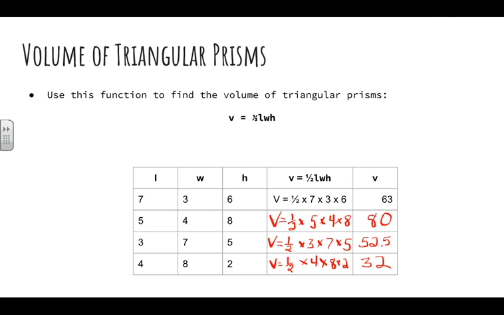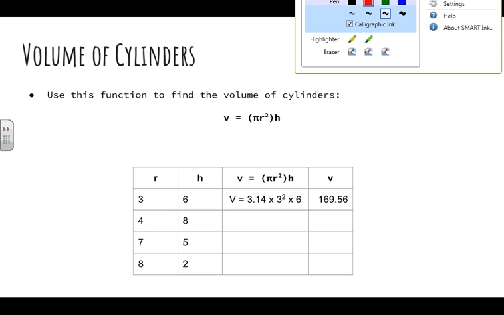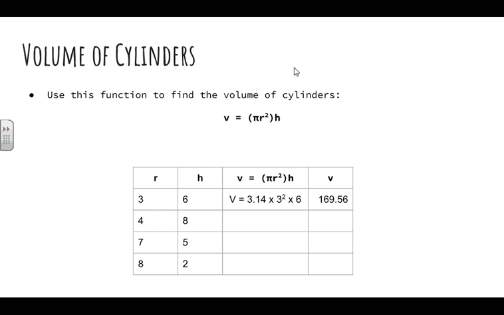All right. Moving right along. Finally, we're going to look at the volume of cylinders. To find the volume of a cylinder, we use this formula. Volume equals pi r squared times the height of the cylinder. All right. So what we really need is the radius of our circle and the height of our cylinder. Pi, we will always use 3.14.